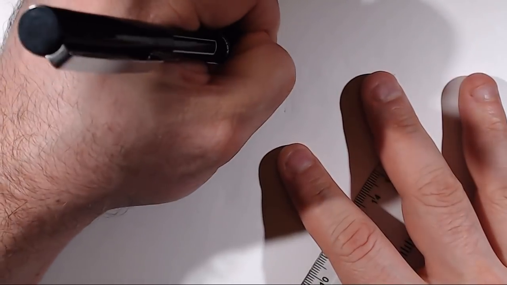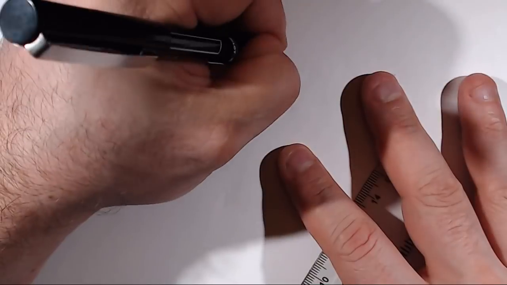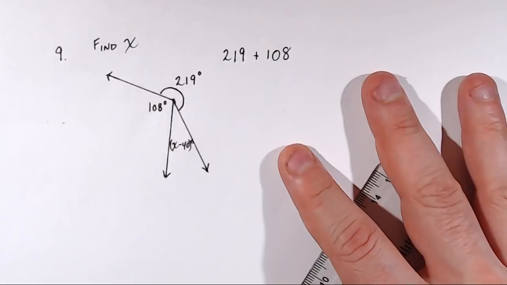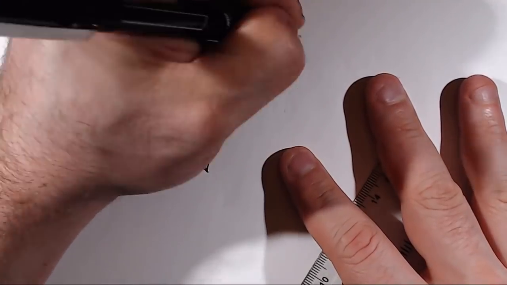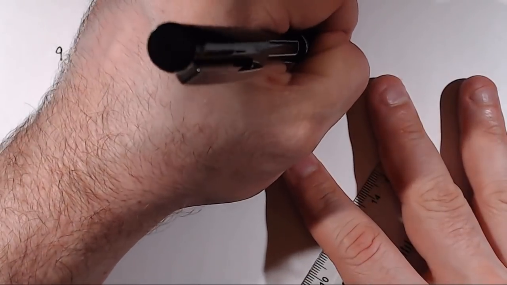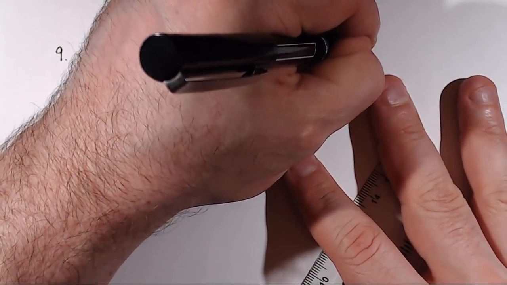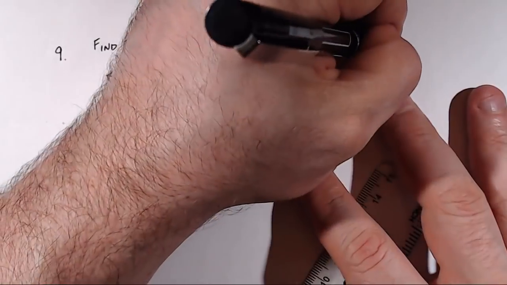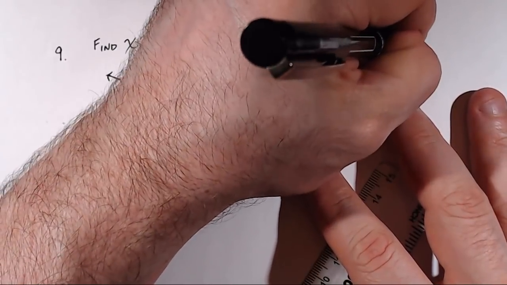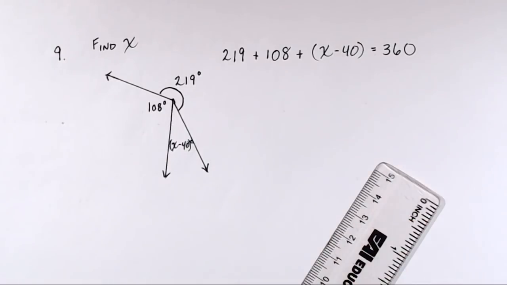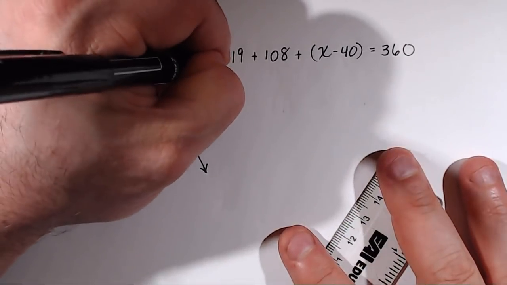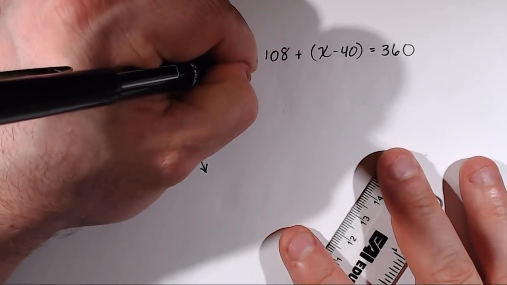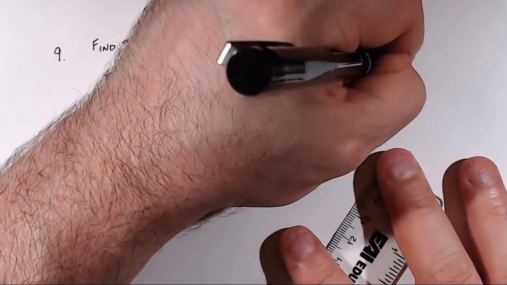So what you could say is 219 plus 108 plus x minus 40 equals 360. In other words, if you add up all of the angles, it's going to equal 360. We just want to know what is x. So now you just go through this process of subtracting. First we'll subtract 219 from both sides.